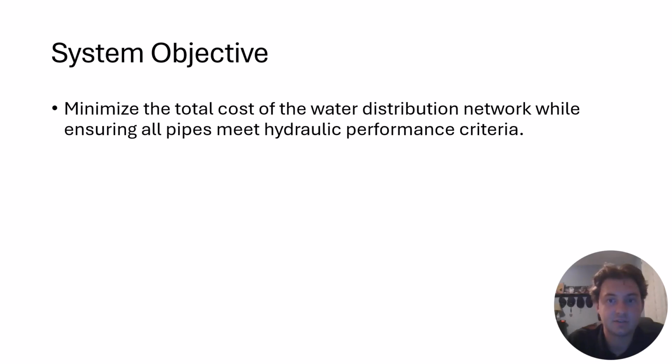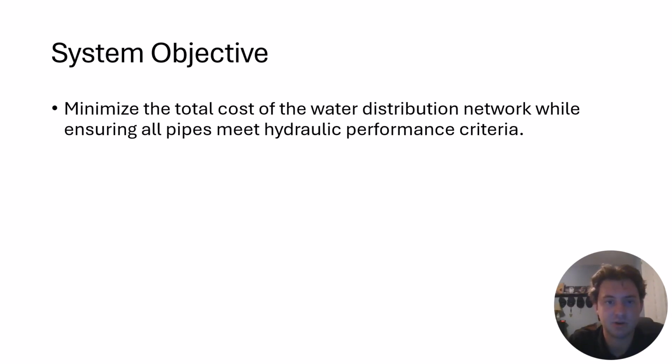The objective of this water distribution system is to minimize the total cost of the water distribution network while ensuring all pipes meet hydraulic performance criteria. This includes the cost of every pipe in the system based on its length and the unit cost per foot of the material and diameter selected.